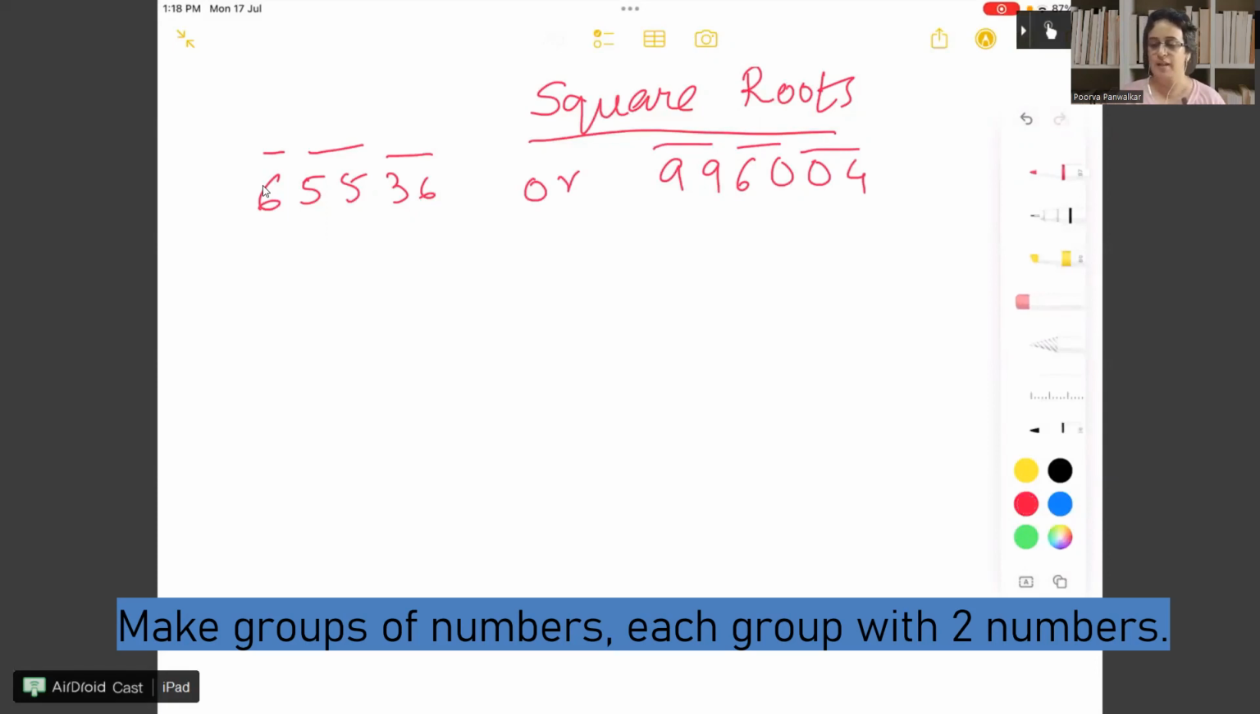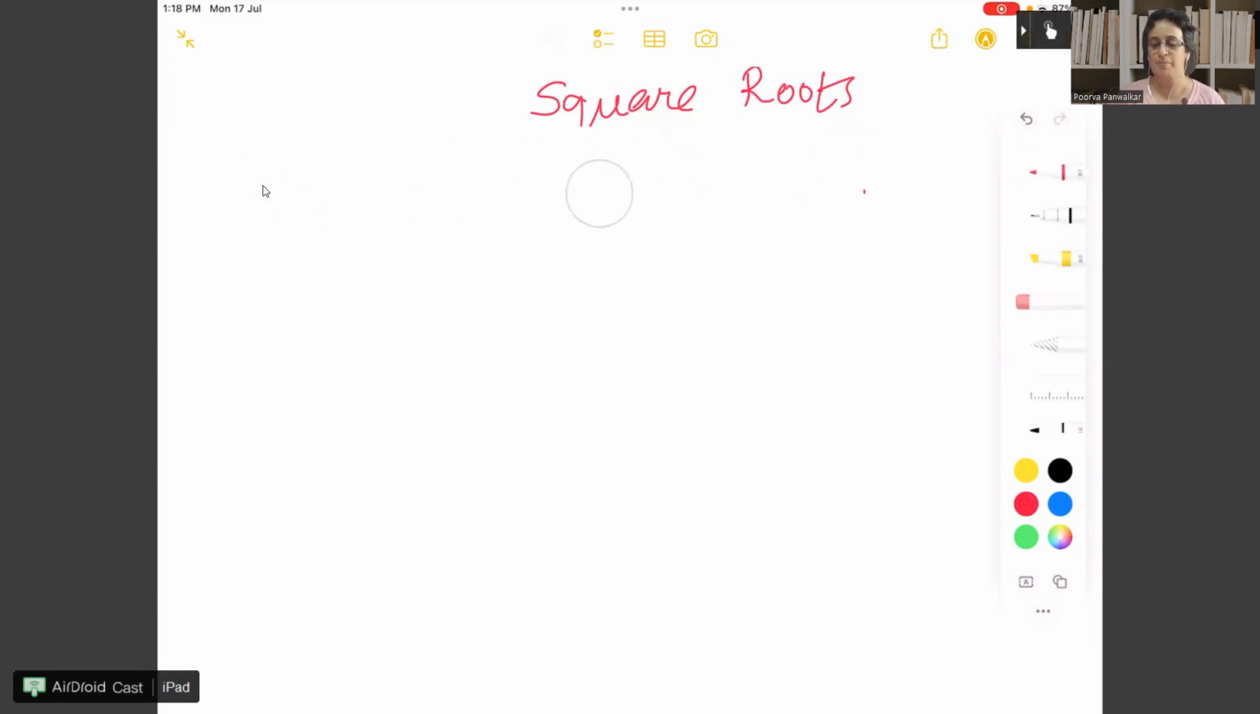Before we go ahead, an important point to remember is a perfect square will never end in the digits 2, 3, 7 and 8. Okay, so let us take the first example to be 529. Like I said, my first step is to make groups. So I have a group of 5 and 29.